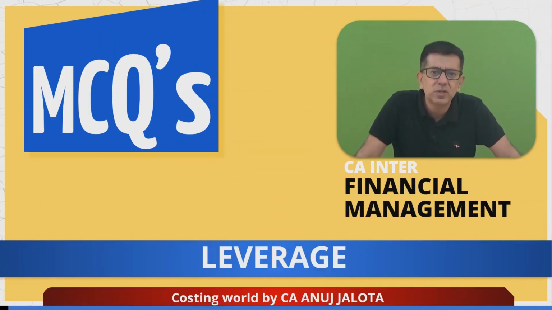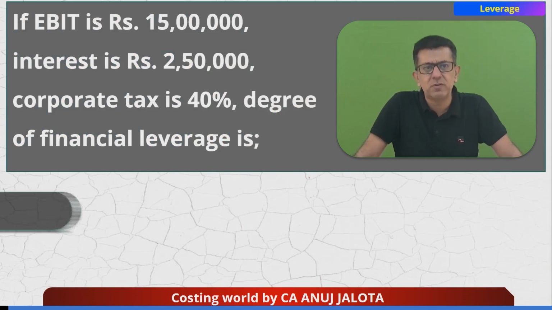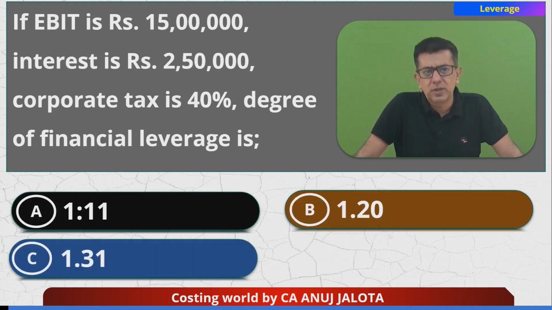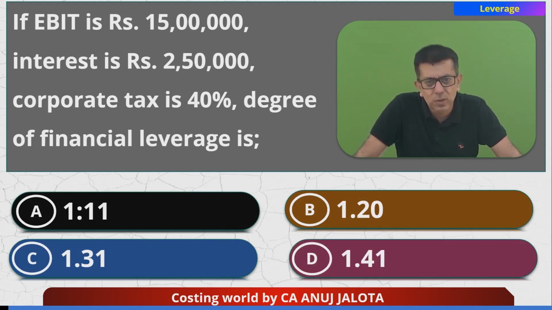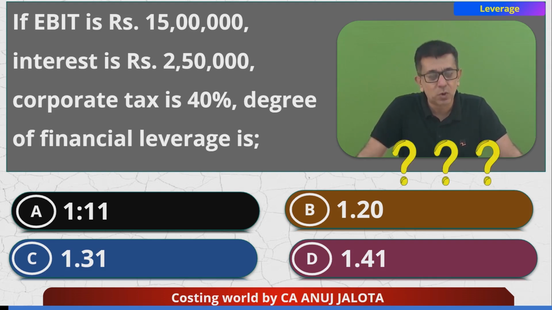Let's start off with today's question. If EBIT is 15 lakhs, interest is 2.5 lakhs, and corporate tax rate is 40%, the degree of financial leverage is, and the four options are: 1.11, 1.2, 1.31, and lastly 1.41. Now, before we pick up our calculators and solve it, in case you know, please do that at this time. In case you know the answer, then please comment the correct answer below.